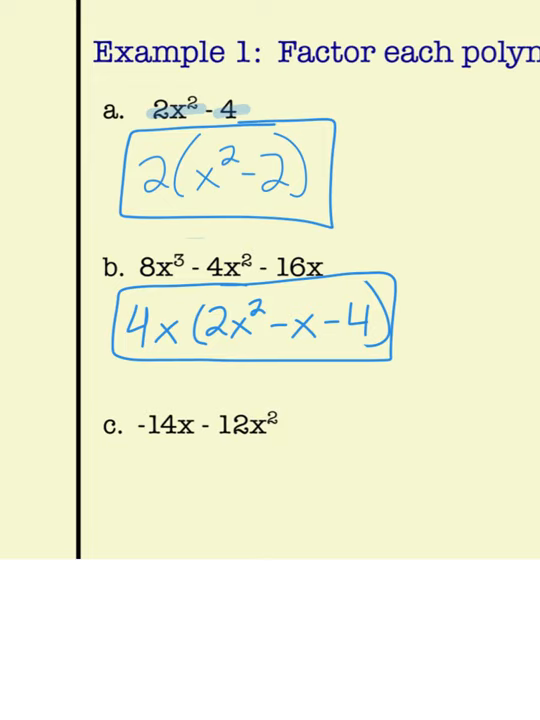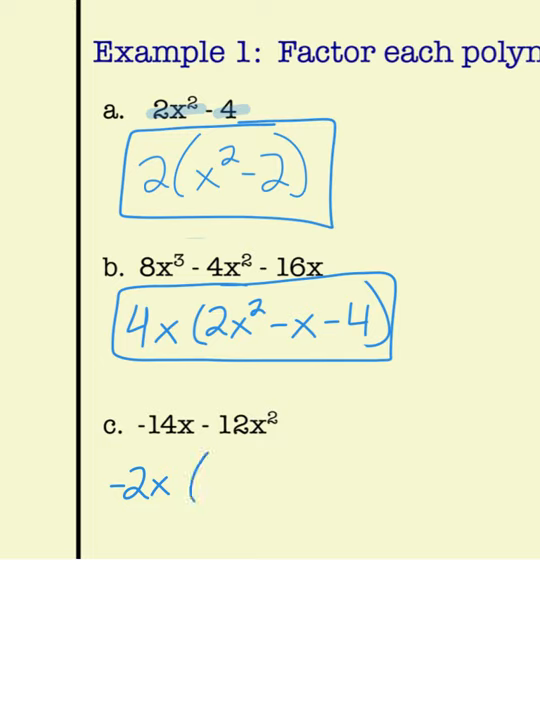All right, and last example here, we're going to look at 2 terms with a negative. When both the terms have a negative, I can actually pull out a negative for the GCF. And then 14 and 12 have 2 in common, and there's an x and an x squared, so I'm going to pull out 1x for the GCF.